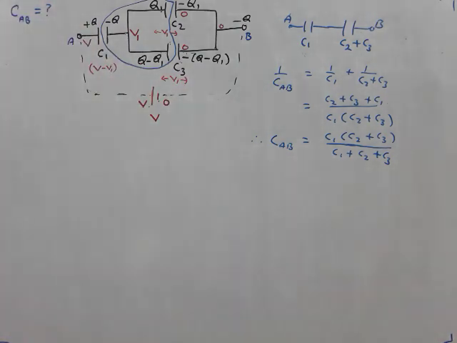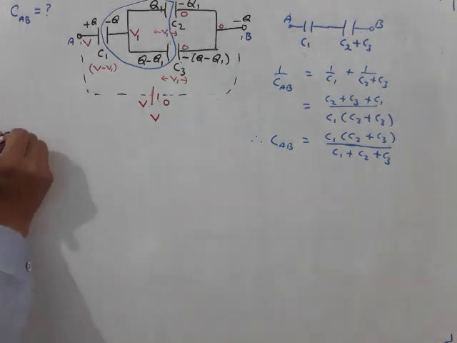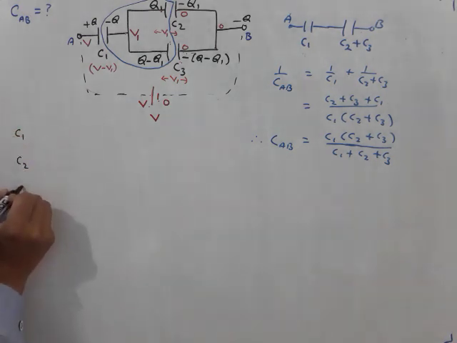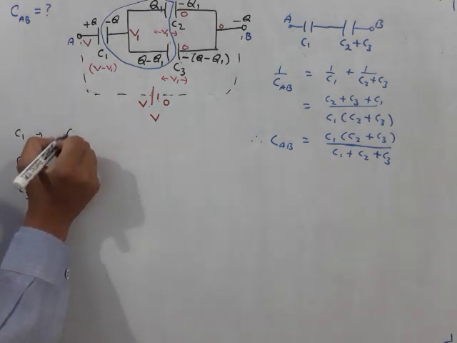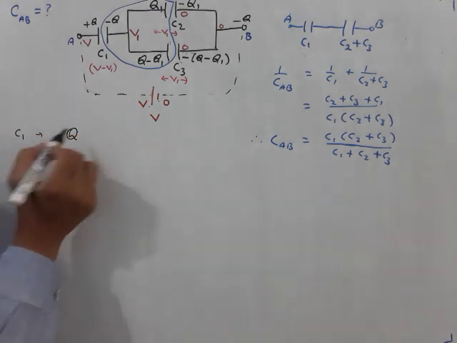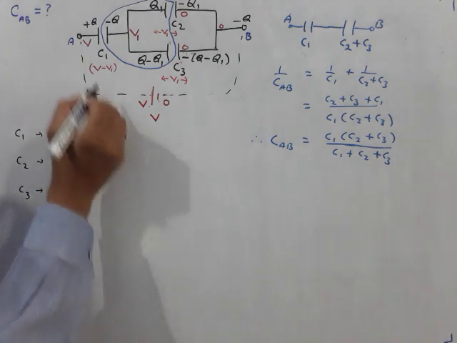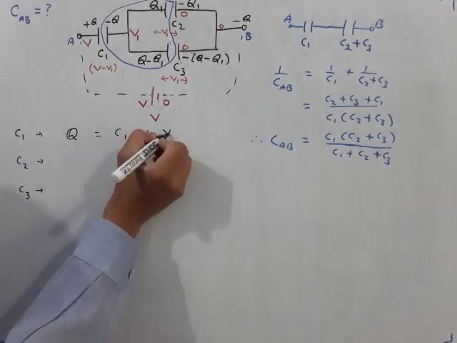So on each capacitor, now we know the charges. We also know the potential difference. So we can use the formula Q is equal to C times V, and we can frame some equations. Let's see what equations we get. For capacitor C1, for capacitor C2, for capacitor C3, let's write the equations. Charge is how much? Q on this capacitor. Capacitance is C1, potential difference is V minus V1.